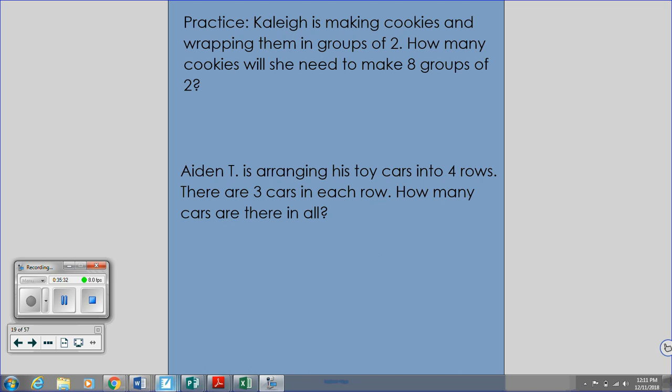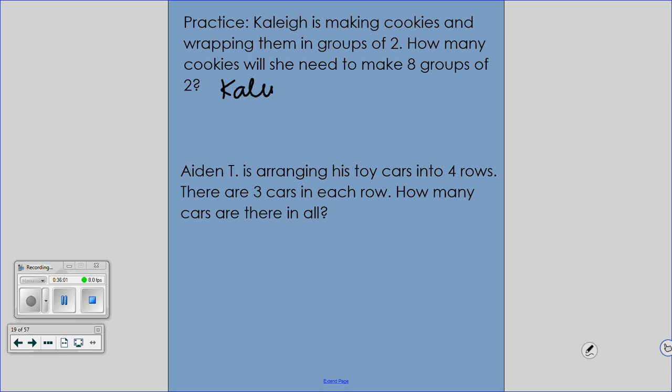Kaylee is making cookies and wrapping them in groups of 2. How many cookies will she need to make 8 groups of 2? I've read our problem. So what's the next thing I need to do? What am I counting? We gotta be specific. We learned that last time when we started doing multiplication word problems. Haley, what am I counting? I am counting cookies.